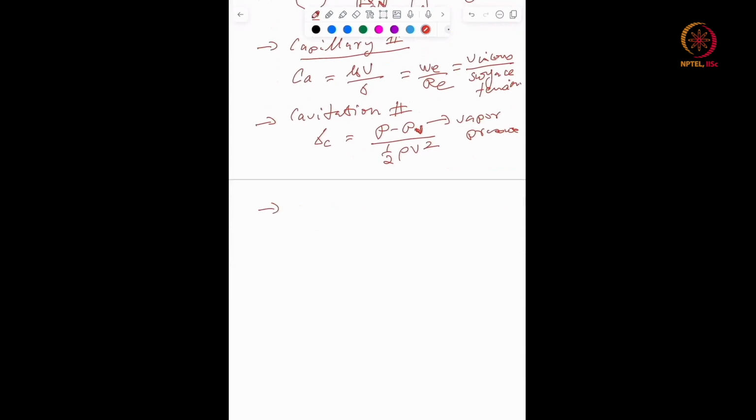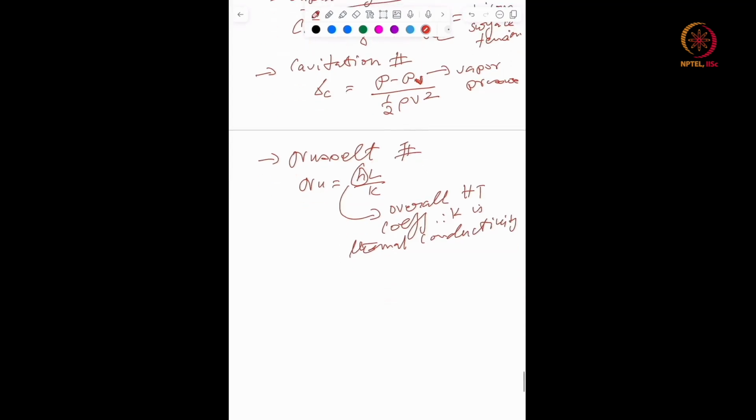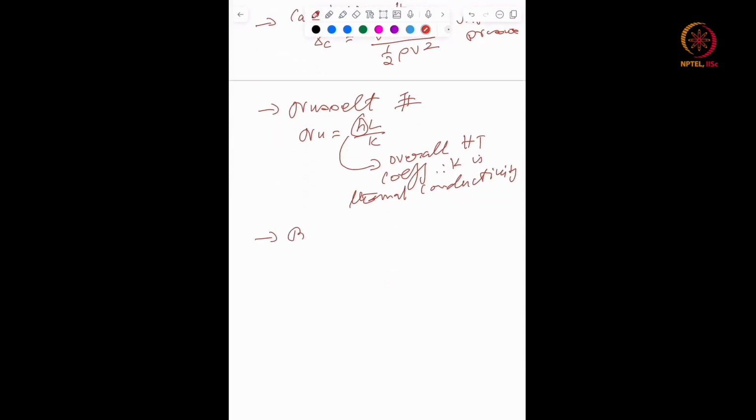And then lastly, or the last few basically, you have the Nusselt number. The Nusselt number is related to heat transfer, as you know. It is hL by K, where h is the overall heat transfer coefficient and K is the thermal conductivity. So that is what it represents as a ratio. Then you have the Biot number.